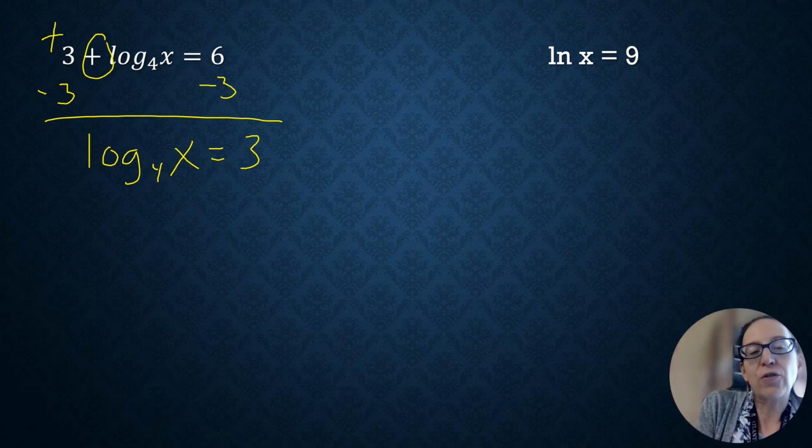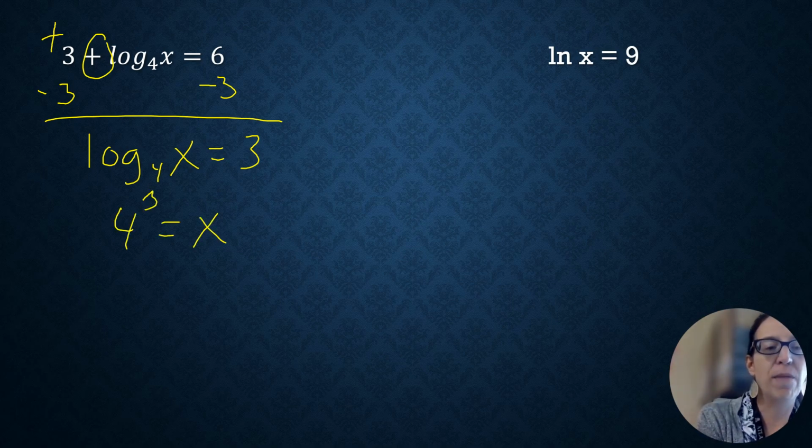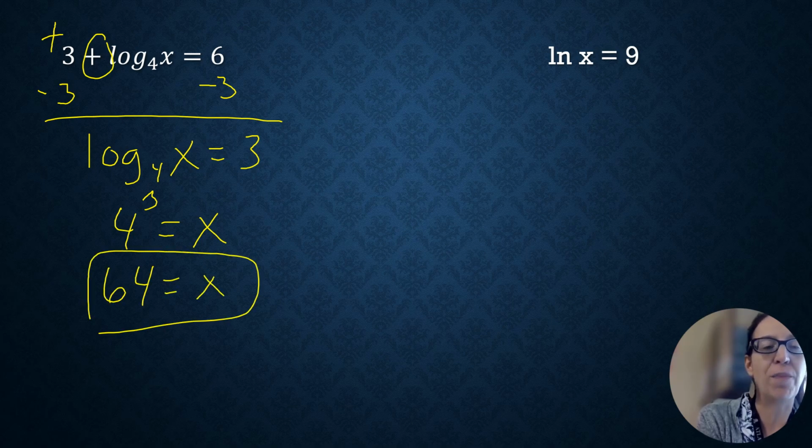All right, and now we change the form over. So this would be 4 to the 3rd power is equal to x. And you might know 4 to the 3rd power is 64. We've seen that a lot. So if you've been paying attention, you probably have noticed that.